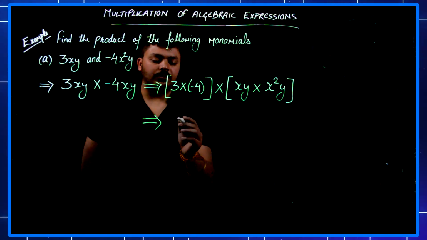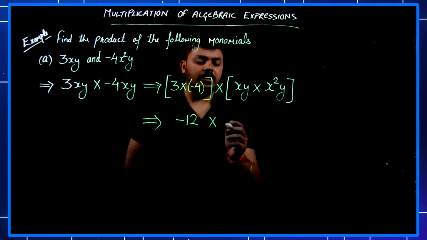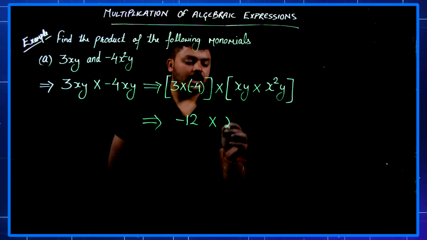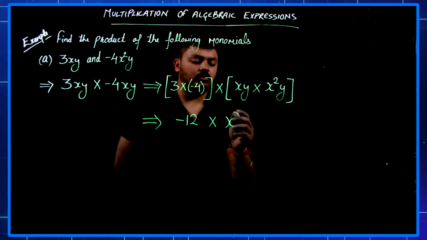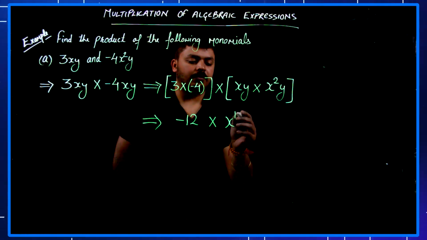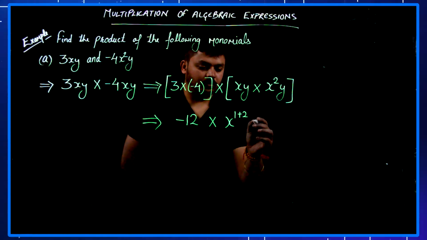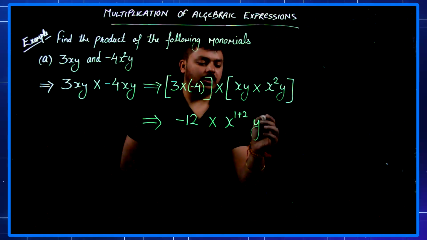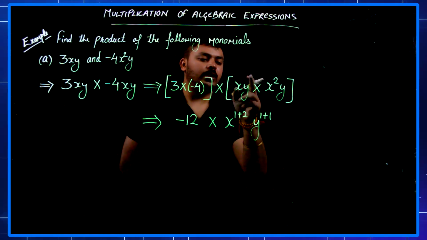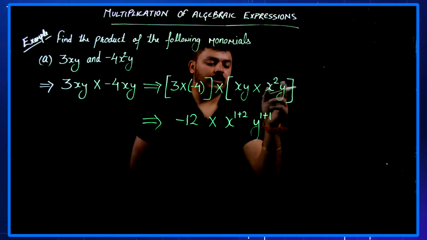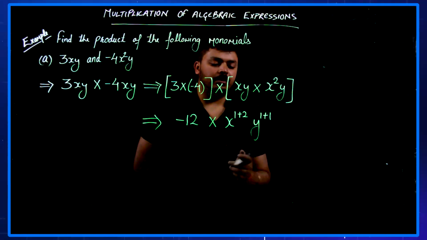Now 3 into minus 4 gives minus 12, into xy into x square y gives x to the power 1 into x to the power 2, which gives x to the power 1 plus 2, and y to the power 1 multiplied by y to the power 1 gives y to the power 1 plus 1.